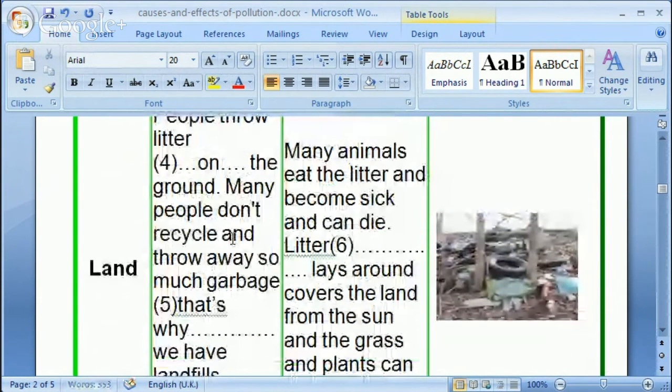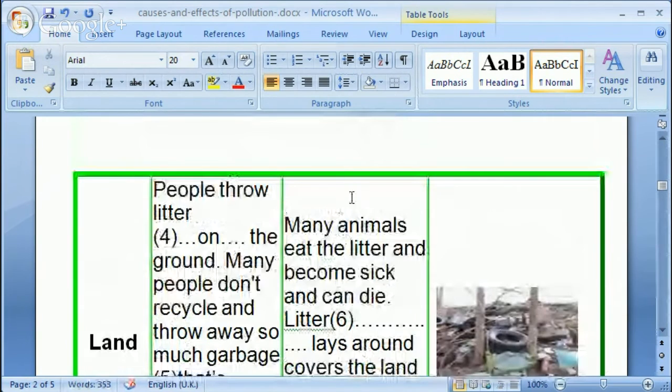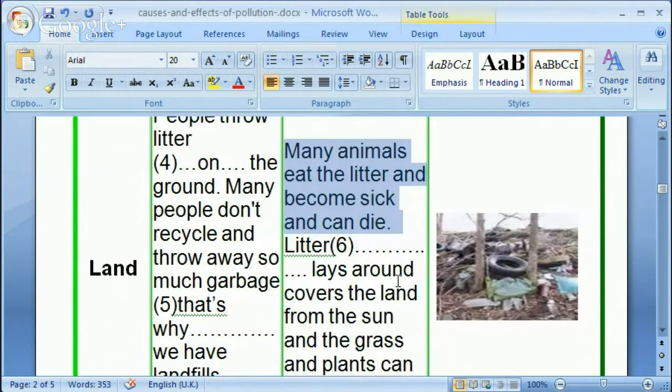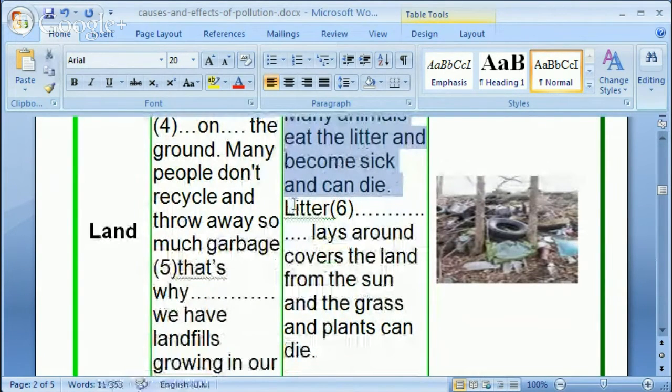Okay. Let's look at land pollution effects. What happens as an effect of litter all over the ground and landfills? Many animals eat the litter and become sick and can die. All right. Litter, blank, lays around and covers the land from the sun and the grass, and plants can die.